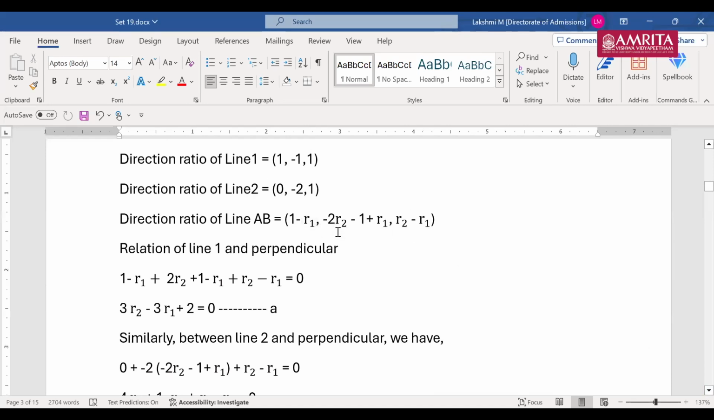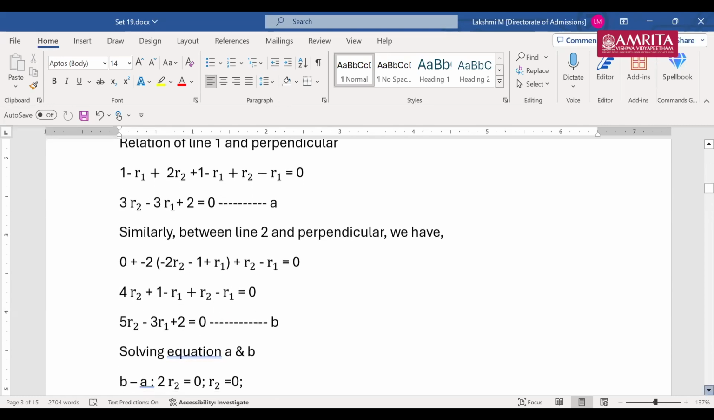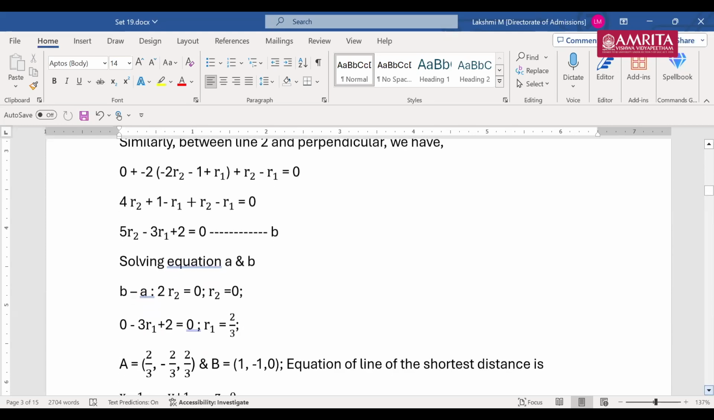So 1 into 1 minus R1, plus minus 1 into minus 2R2 plus 1. Okay, this will be minus because it's minus 1. So 2R2 plus 1 minus R1, and this will be R2 minus R1. Same way you'll have an equation and same way you can solve this. So the first term is gone. This is minus 2 into minus 2R2 minus 1 plus R1, and this is 1 into R2 minus R1. So you have two equations in terms of R2 and R1. Solving this, you'll be able to find out R1 and R2. We can substitute back. So this is the second equation.